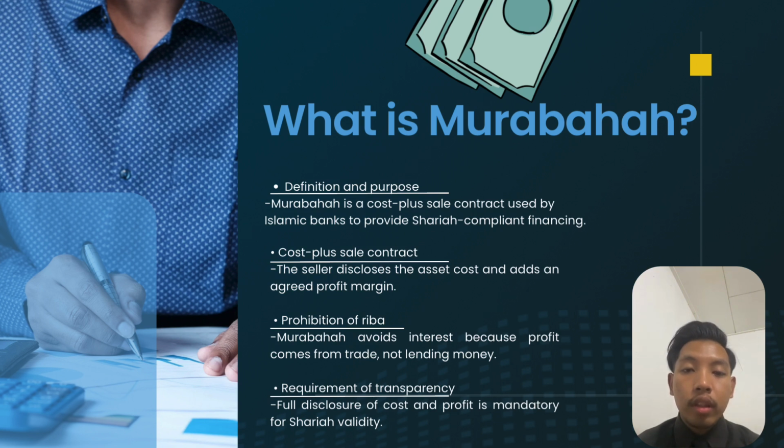Another important Sharia requirement in Murabahah is transparency. Both the cost price and the profit margin must be clearly disclosed to avoid uncertainty or deception, which are prohibited in Islam.